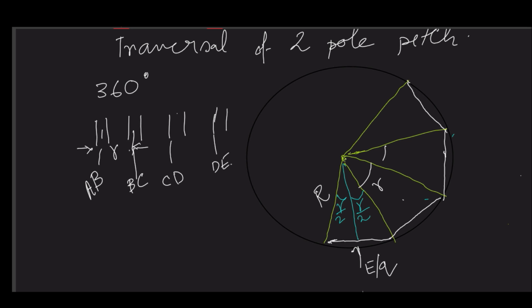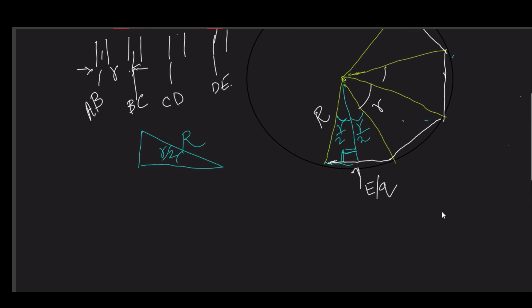So these two will become like two right angle triangles. Now for this one, this is the base of that, like you can say that if you take this right angle triangle, this section is gamma by 2, this section is r. So what is your total r? This total length E by Q is like 2r sine gamma by 2.